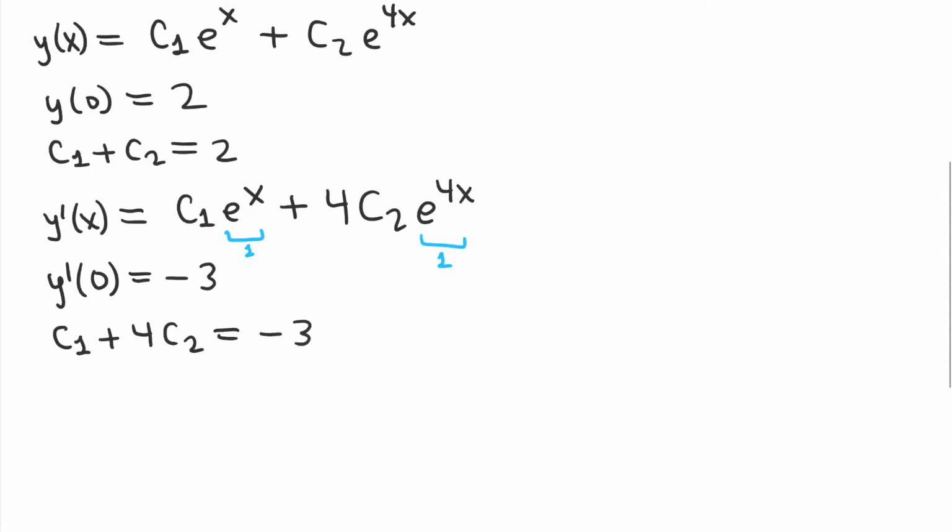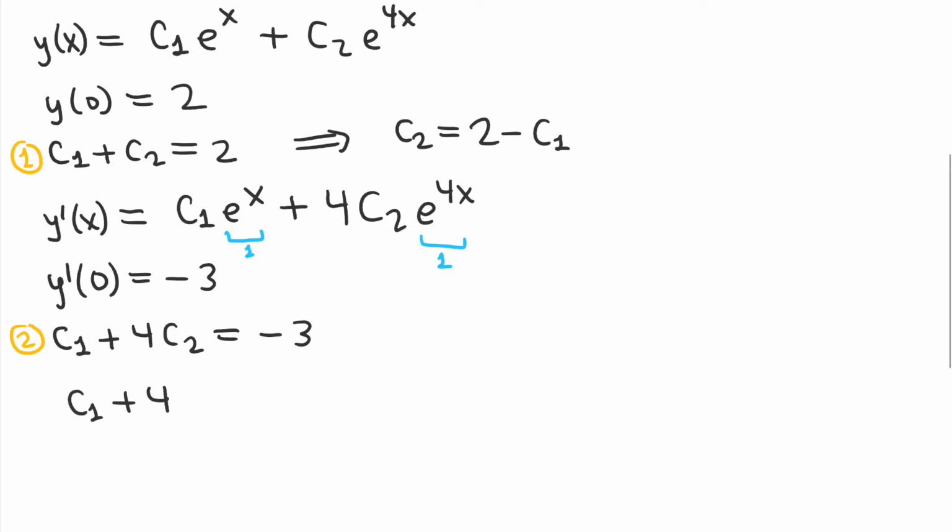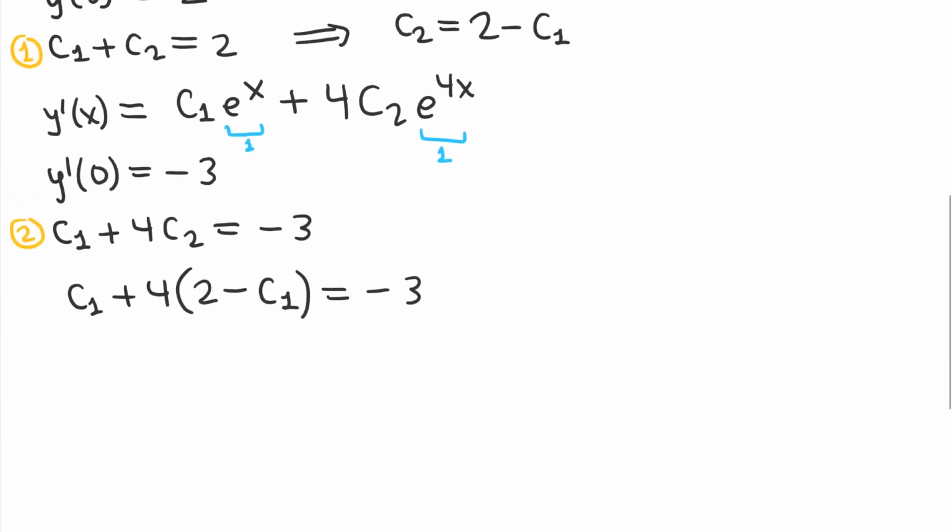And so now you can see I have two equations with two unknowns, so I can solve for both c1 and c2. So I'll use substitution. I'll take the first equation and I'll solve it for c2. c2 is 2 minus c1. And then I'm going to go ahead and plug that into the second equation. So for c2, I plug in 2 minus c1. And now I just have an equation in c1. So I'm going to go ahead and solve.